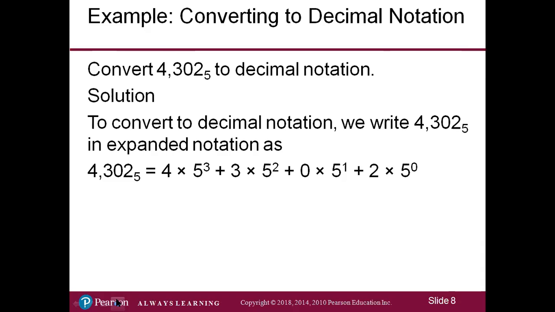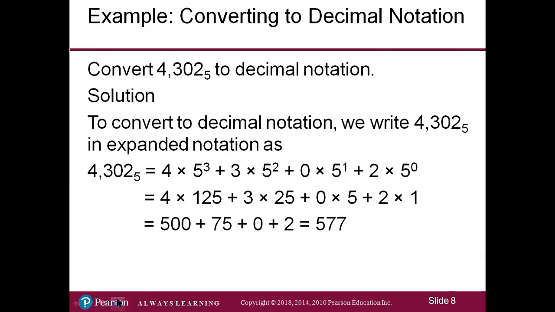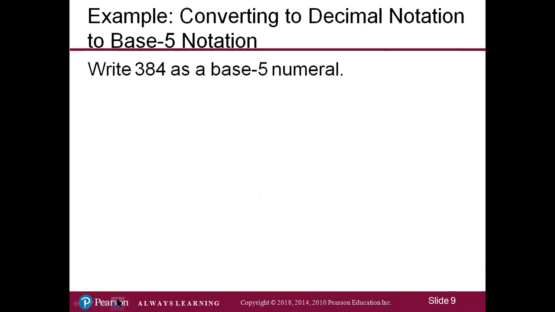Our base is base 5, so that's 4 times 5 cubed plus 3 times 5 squared plus 0 times 5 to the power 1 plus 2 times 5 to the power 0, which equals 4 times 125 plus 3 times 25 plus 3 times 5 plus 2 times 1, which is 500 plus 75 plus 0 plus 2 for 577.